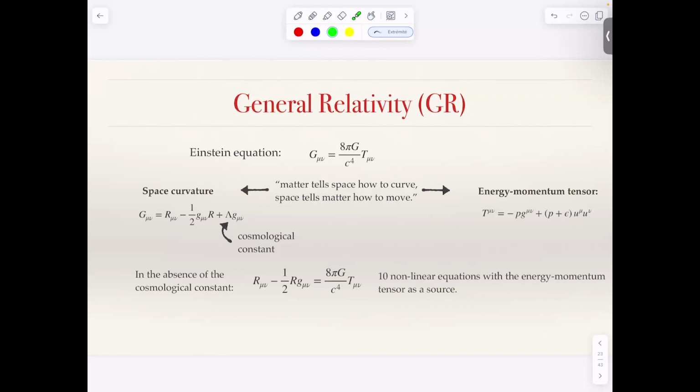Okay, so just to make a link between these equations: they are not simple equations to solve. There are 10 nonlinear equations to solve. And to contrast that with what you do in the Newtonian limit, you have only one equation. And in addition, this equation is linear.